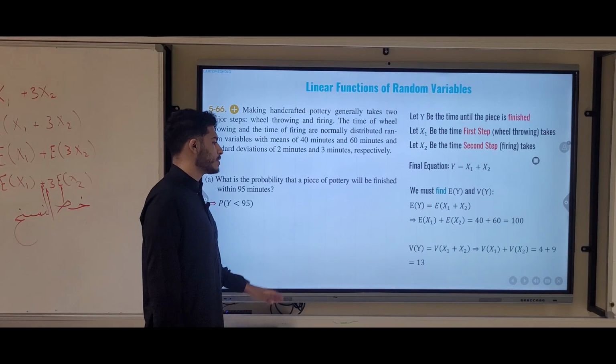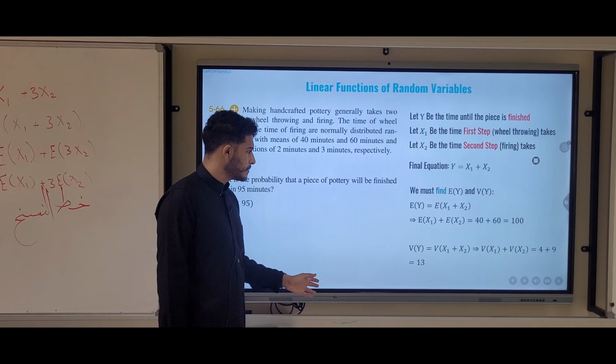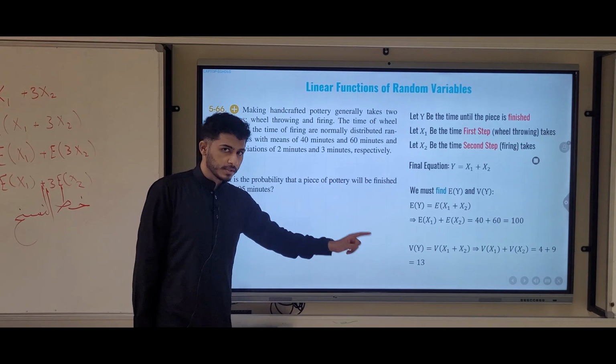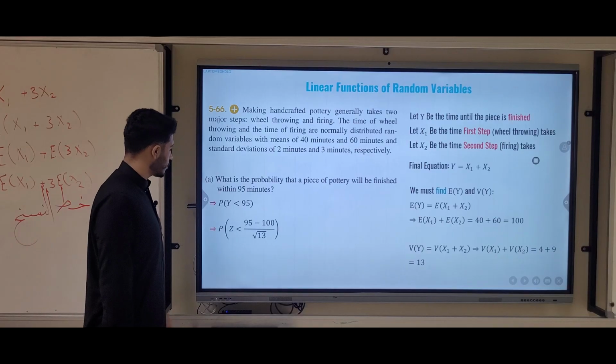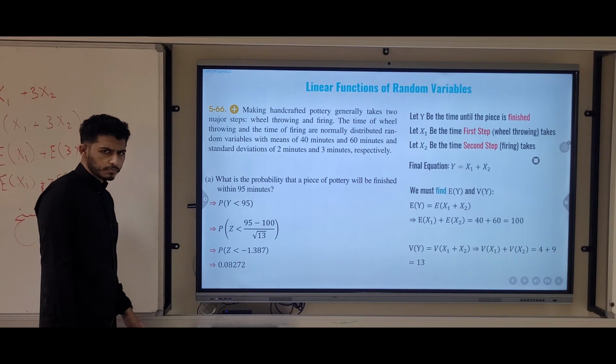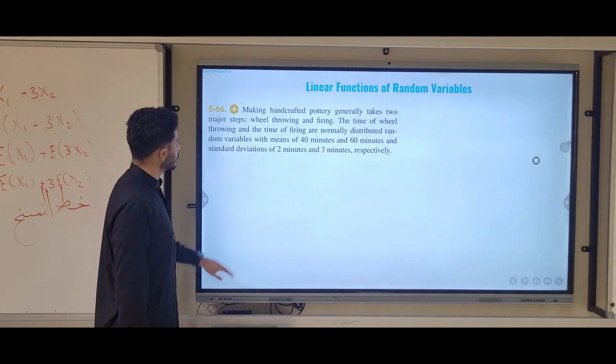With the variance, it's almost the same idea, and that's basically it. But bear in mind, this is the variance. We need the standard deviation, so take the square root and standardize accordingly and find the answer at the end. Hopefully it's clear. Moving to the next question.